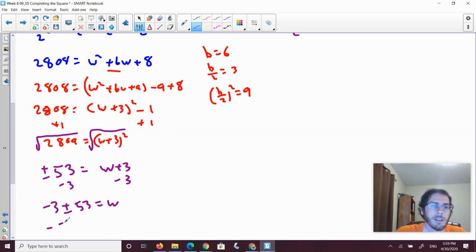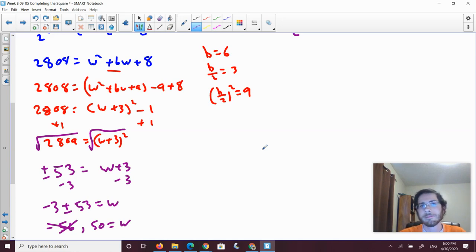So we get negative 56 if we subtract. Negative 3 plus 53 is going to be 50. So if I'm building the hedge maze, I have to decide, do I want my width to be 50 or negative 56? Well, widths can't really be negative, so we're going to get rid of the negative answer and say that W equals 50. Now, does that answer our question?